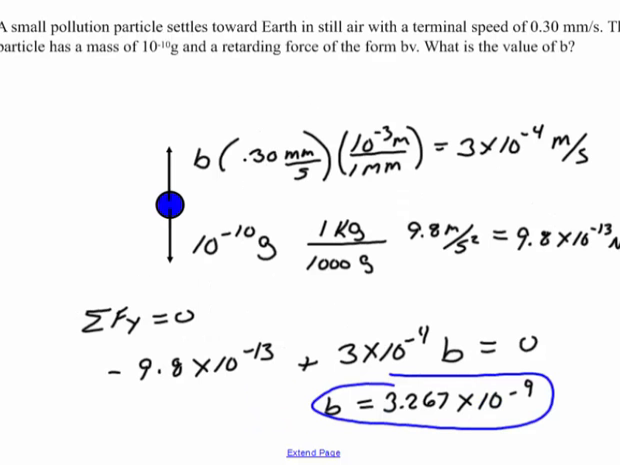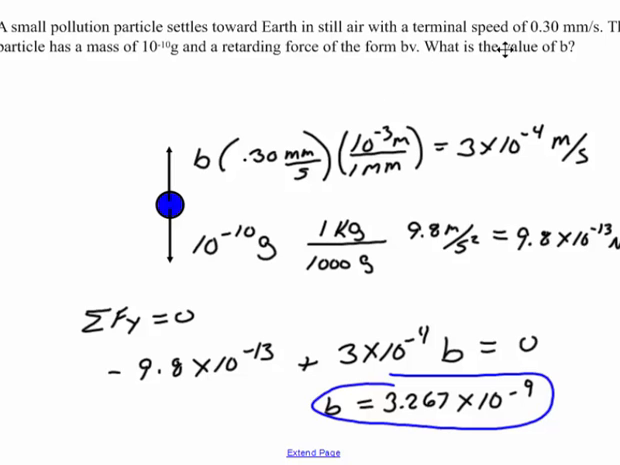The second problem, another one very similar. You have a small pollution particle that has a terminal speed of 0.30 millimeters per second, a particle mass of 10 to the negative 10th grams, and the retarding force is BV.